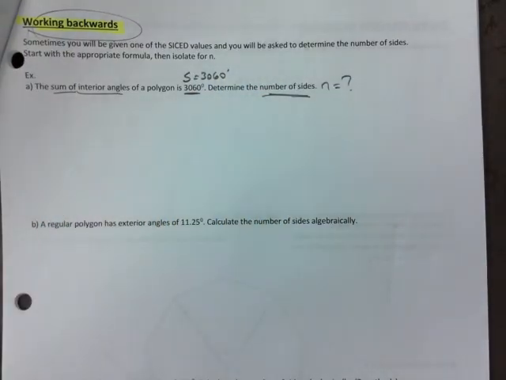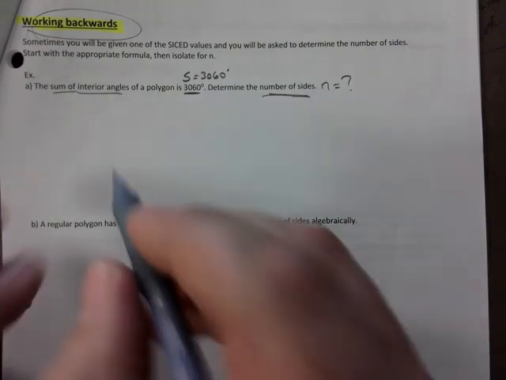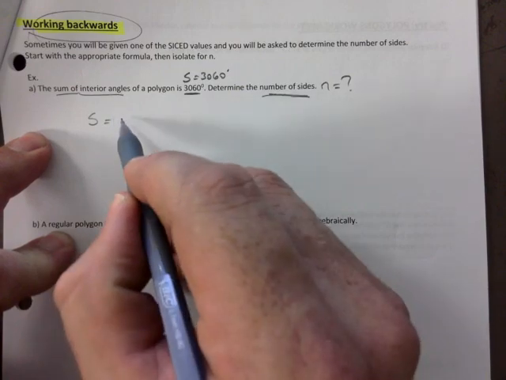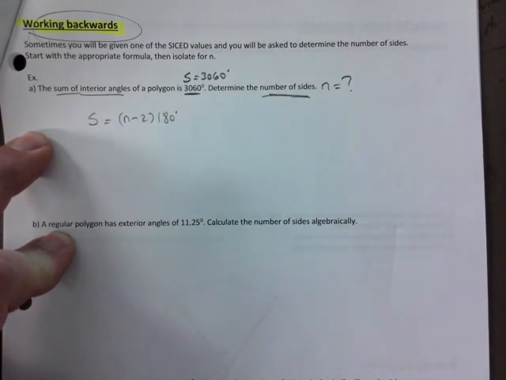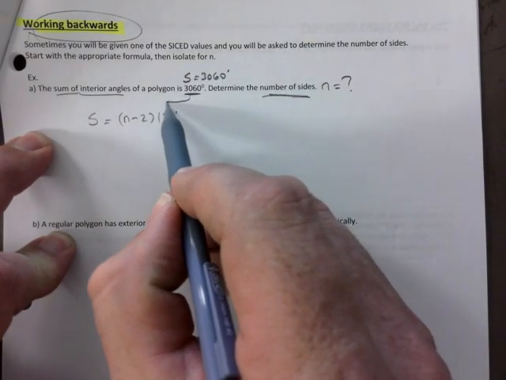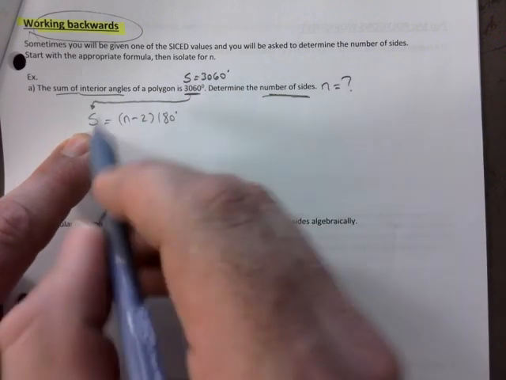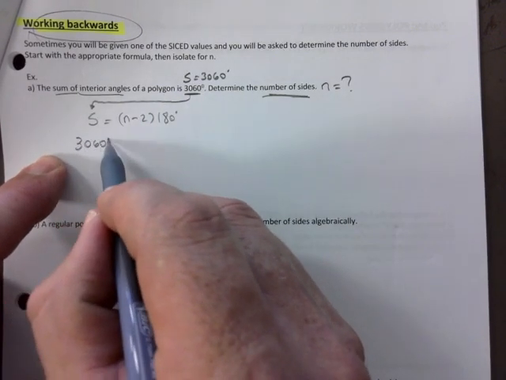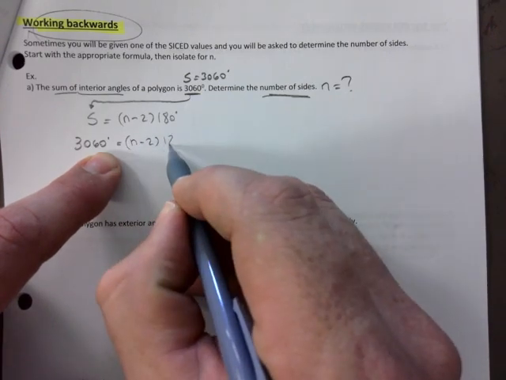You know, when you used to calculate S, the sum, they give this to you. You cannot do, it's not acceptable to just try until it works. Okay, some students will attempt that. So you got to go sum is equal to n minus 2 times 180, correct? That's the formula. You're going to plug this in here on the left side. So you go 3060 is equal to n minus 2 times 180.